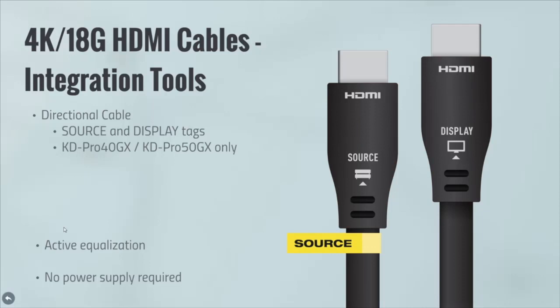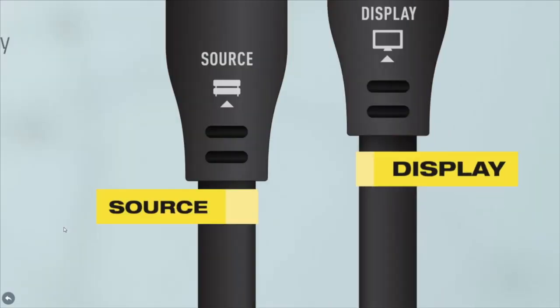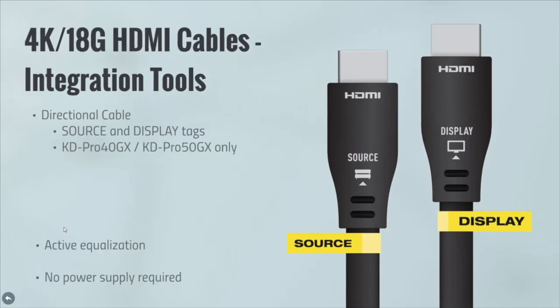And on the 40GX and 50GX, we also have bright yellow tags, so that integrators do not get confused. Models KD Pro 40GX and KD Pro 50GX have bright yellow tags that integrators should surely pay attention to, to ensure that they are not installed backwards.